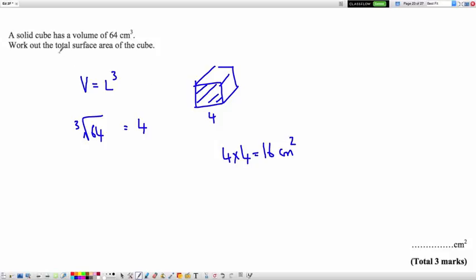But we need to find the total surface area. In a cube, there are 6 faces. So we must multiply the area of one face by 6 to give us our total surface area of 96 centimetres squared.